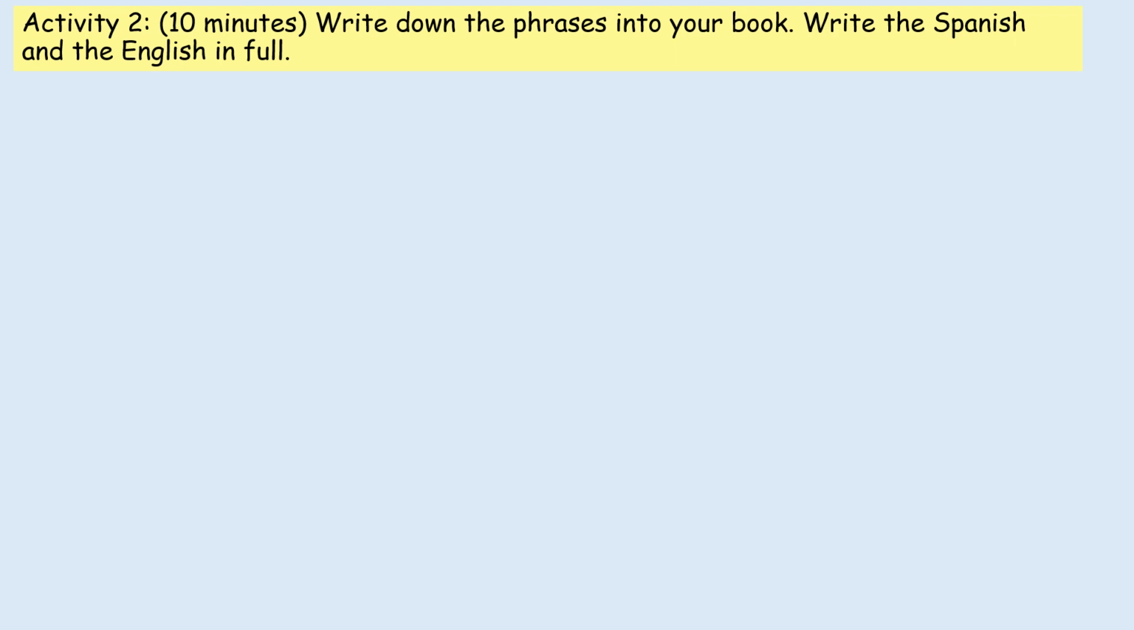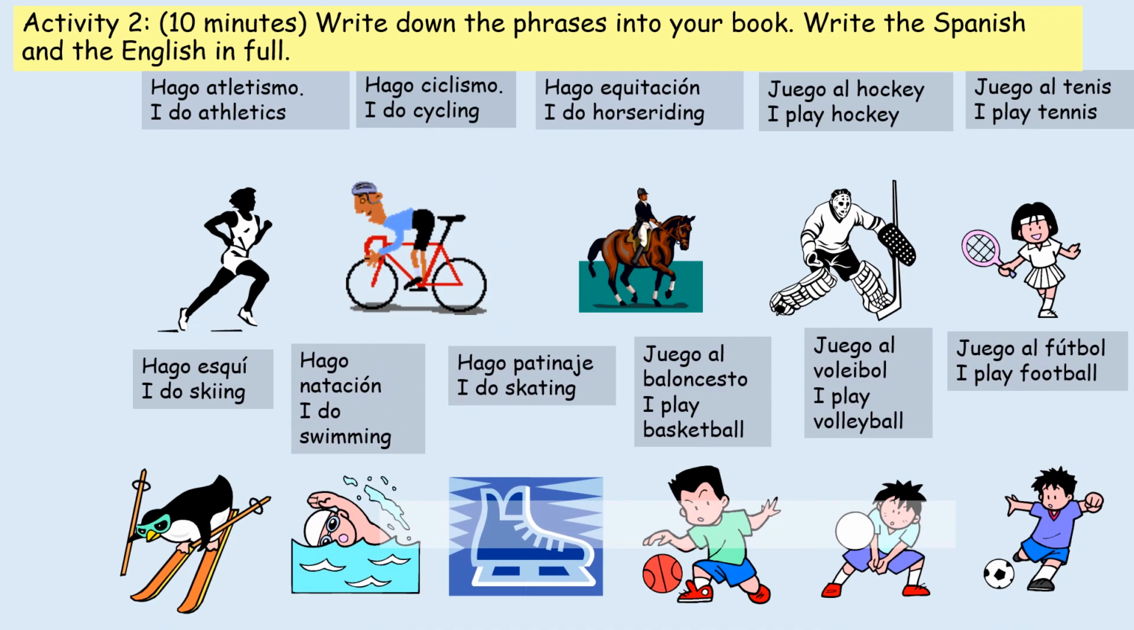Okay, activity two, you're now going to spend about 10 minutes writing down all the phrases into your book. Write the Spanish and the English in full. So there are all your Spanish at the top and underneath you have the English. So you would write, hago atletismo, I do athletics. Remember to include all your accents as well.